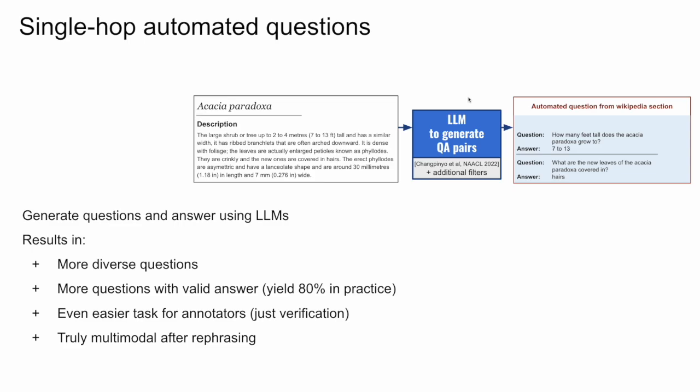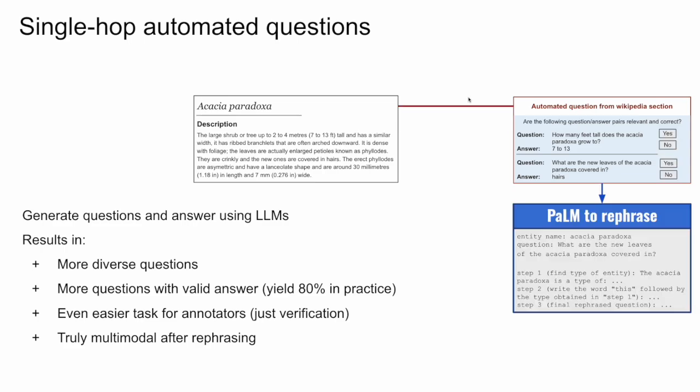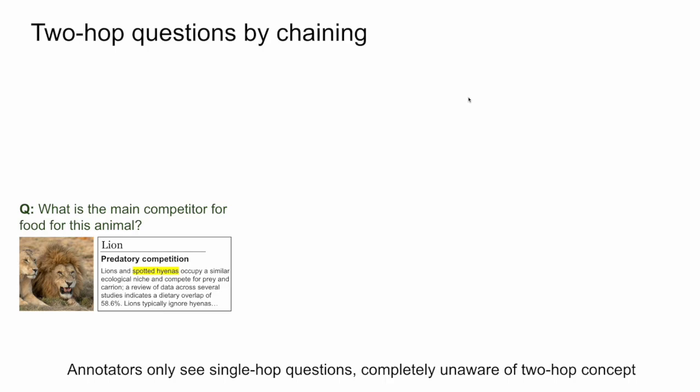And now we ask humans to verify those questions and answers. This ensures that we have a lot of diverse questions about different sections of the Wikipedia page. We get questions which have a very high yield, so they're easy to annotate. And they're truly multimodal because after we've obtained the questions, we use a large language model to rephrase the questions. So instead of the question, how many feet tall does the Acacia paradoxa grow through, this will be rephrased into how many feet tall does this plant grow through, making the question alone contain not enough information to resolve to the answer.